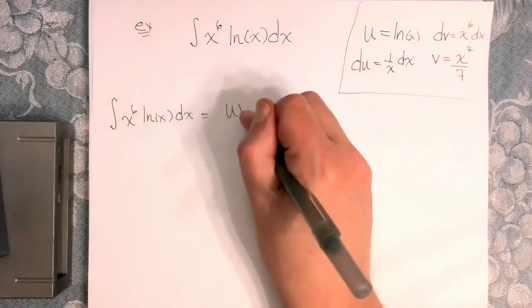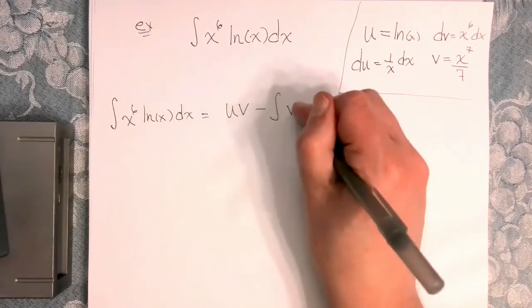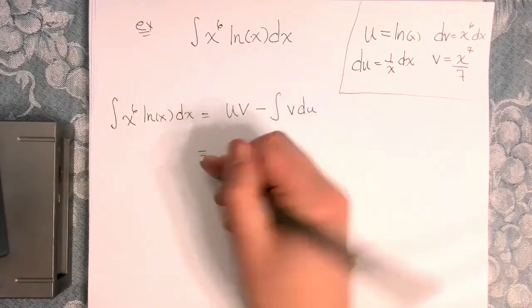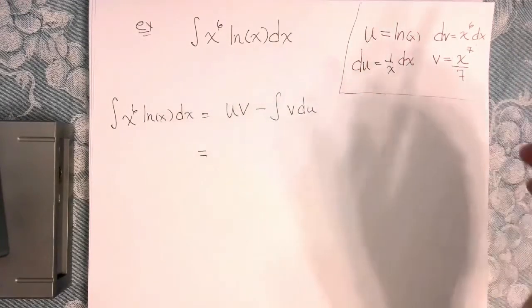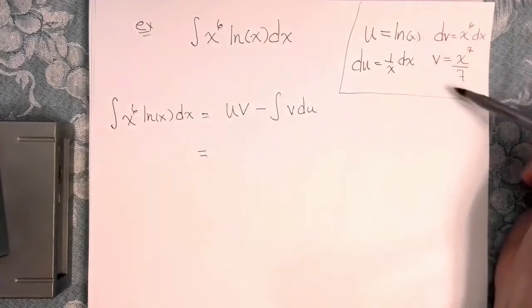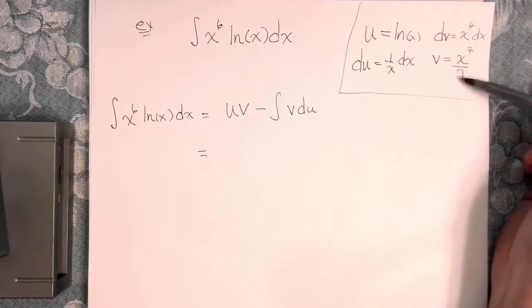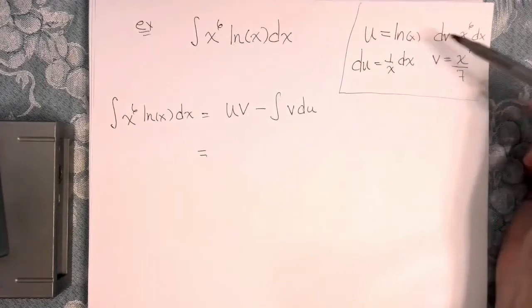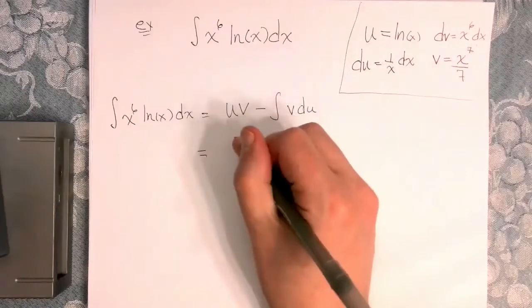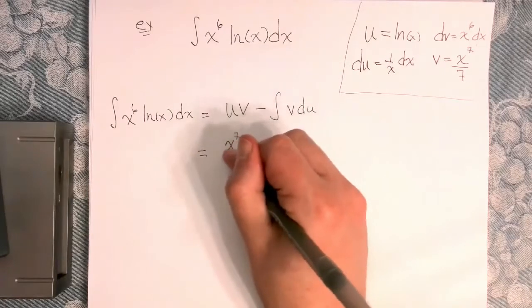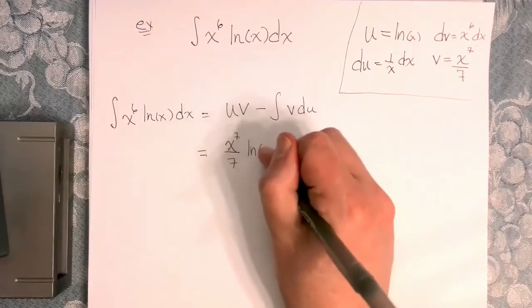So this was u times v minus the integral of v du. We're going to fill that in carefully. So we've got u times v. My preference is to write expressions to the left of logarithms and trig, so the reader doesn't think that this is inside of the argument. So I'm going to write u times v like this: x to the 7th over 7 times the natural log of x.